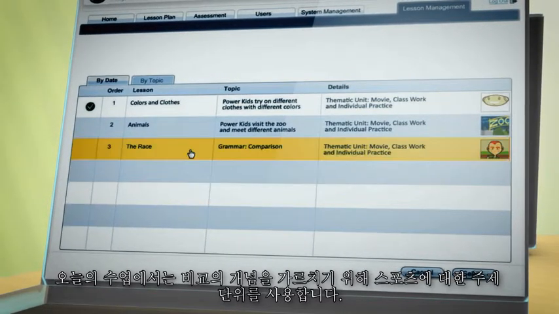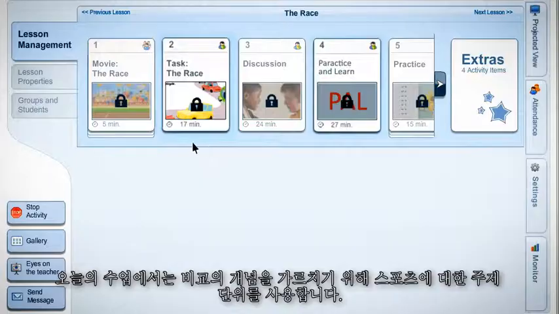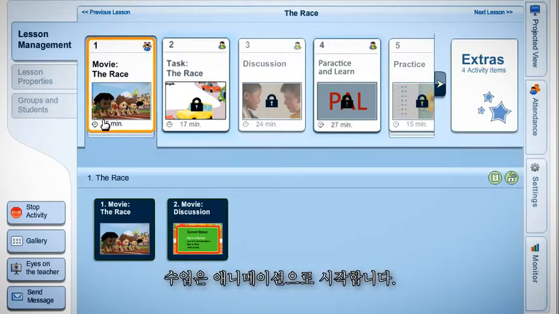Today's lesson uses a thematic unit about sports to teach the concept of comparison. The lesson begins with an engaging animation.